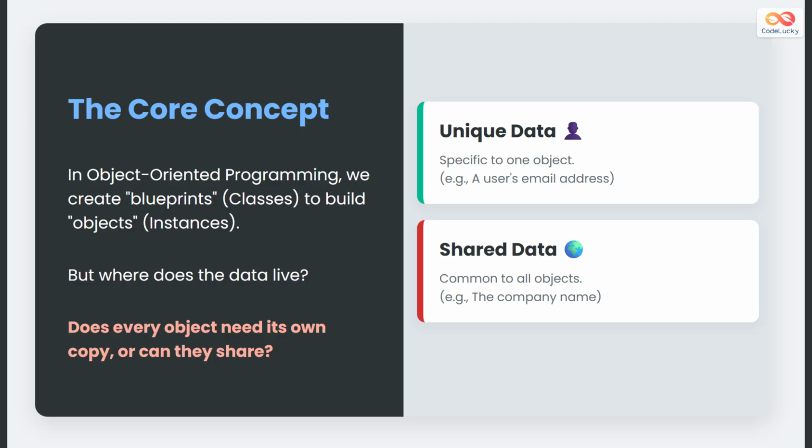Before we look at code, let us visualize the concept. In object-oriented programming, we use classes to build objects. The big question is, where does the data live? Some data is unique to a specific object, like a person's name. Other data might be shared across every single object created from that class, like a company name. Python handles these differently.